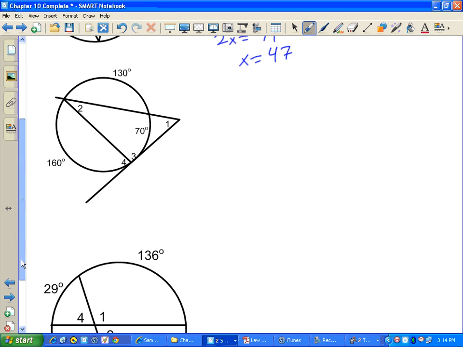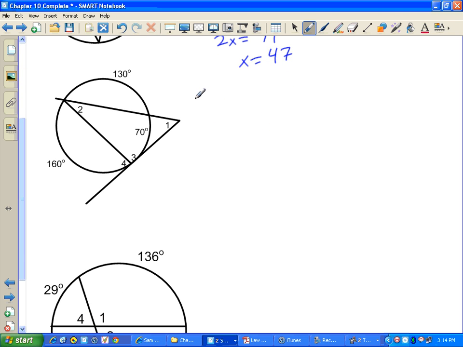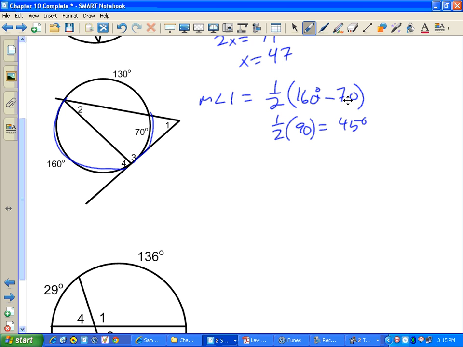Okay, all right, let's look here. Let's find angle 1 first. So angle 1, since that's the intersection of a secant and a tangent, I know that it's going to be half of the big arc, 160 degrees, minus the little arc, 70. So it's half of 90, which is 45 degrees.